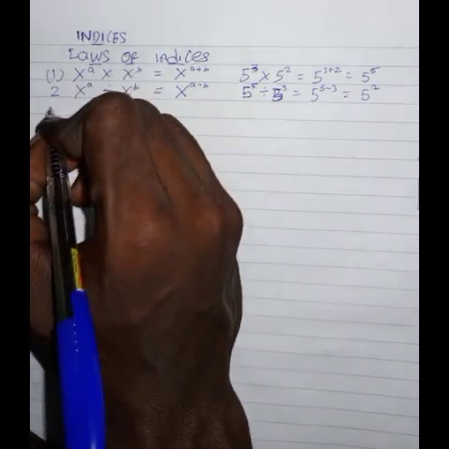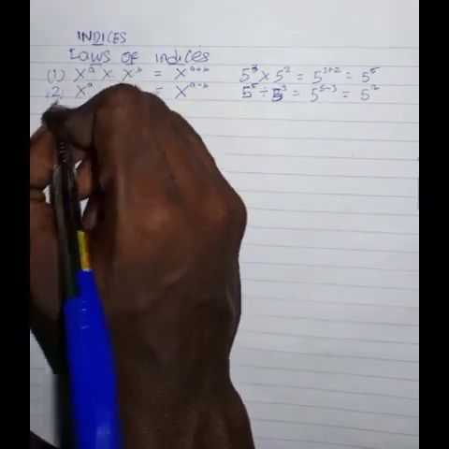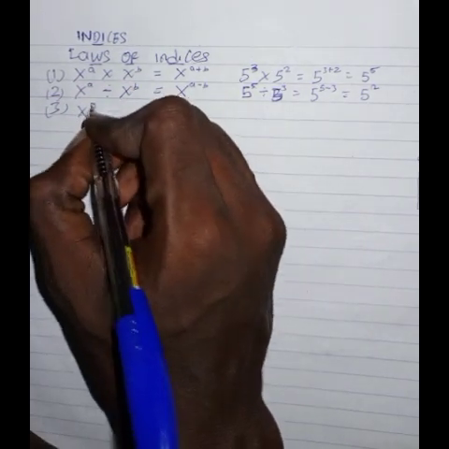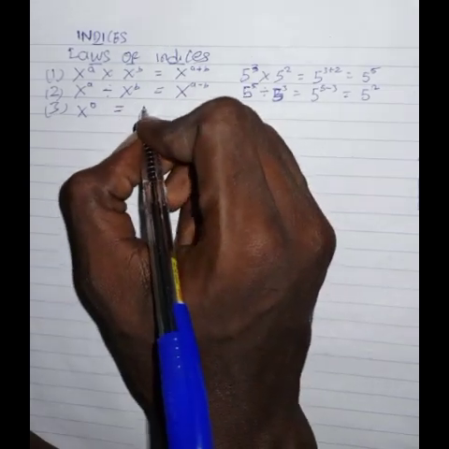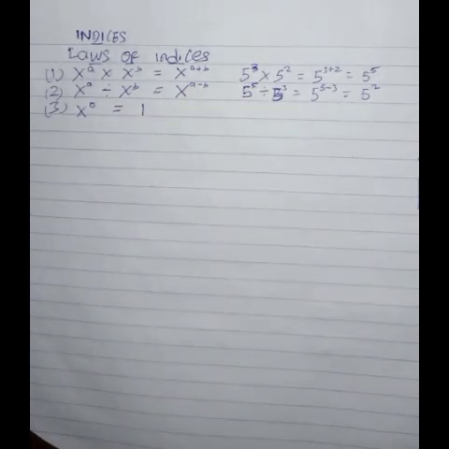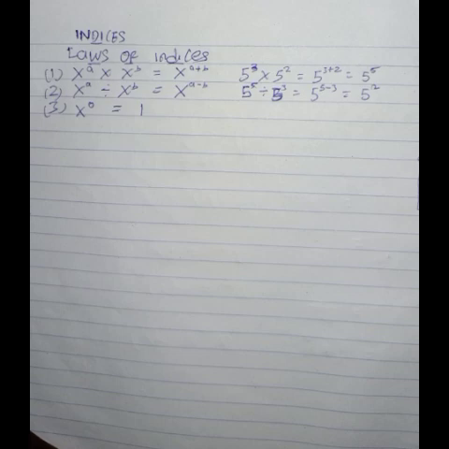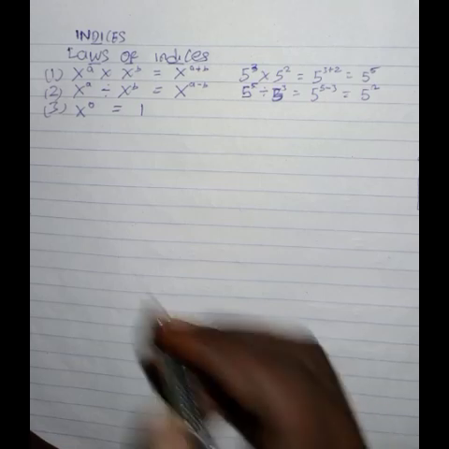And now another law we have, number 3 law, is whenever we have x raised to the power of 0, any number raised to the power of 0 is 1. Any number raised to the power of 0 is equivalent to 1. Any number at all. Please take note of these laws. We are going to be applying them in solving certain questions, and if you don't get these simple laws, you might find it difficult. So follow me.